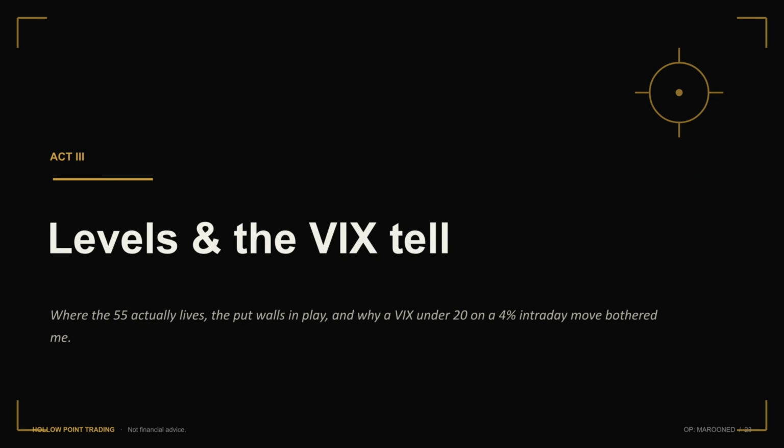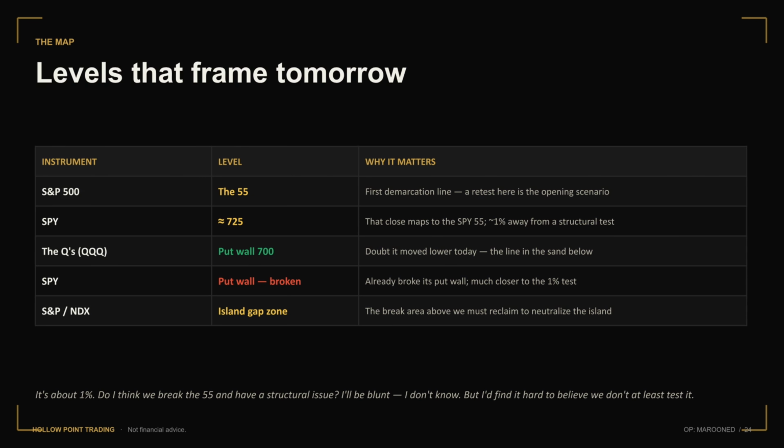In Act 3, we focus on specific levels and the VIX. We'll look at the placement of the 55, current put walls, and why the VIX behavior during recent intraday moves raised concerns. Currently, we are sitting about 1% away from testing the 55. I don't know if this is a structural break, but at this stage, a test of that level seems highly probable.